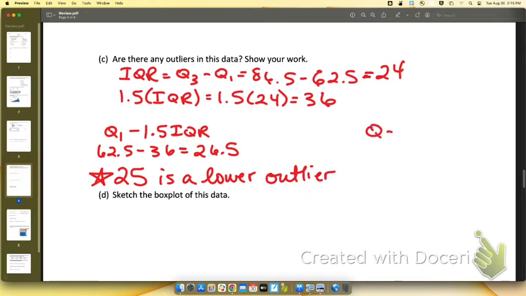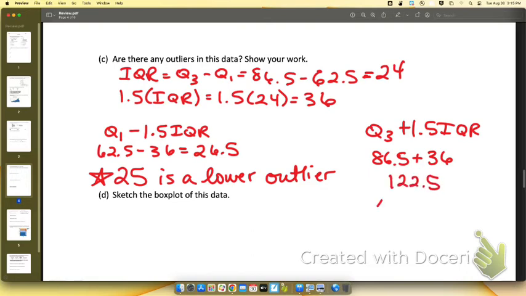Now I'll check the upper. Q3 plus 1.5 IQR. So I'm going to take Q3, which is 86.5. I'm going to add the 1.5 IQR, which is 36. And I get 122.5. There is no number bigger than that, so there is no upper outlier.